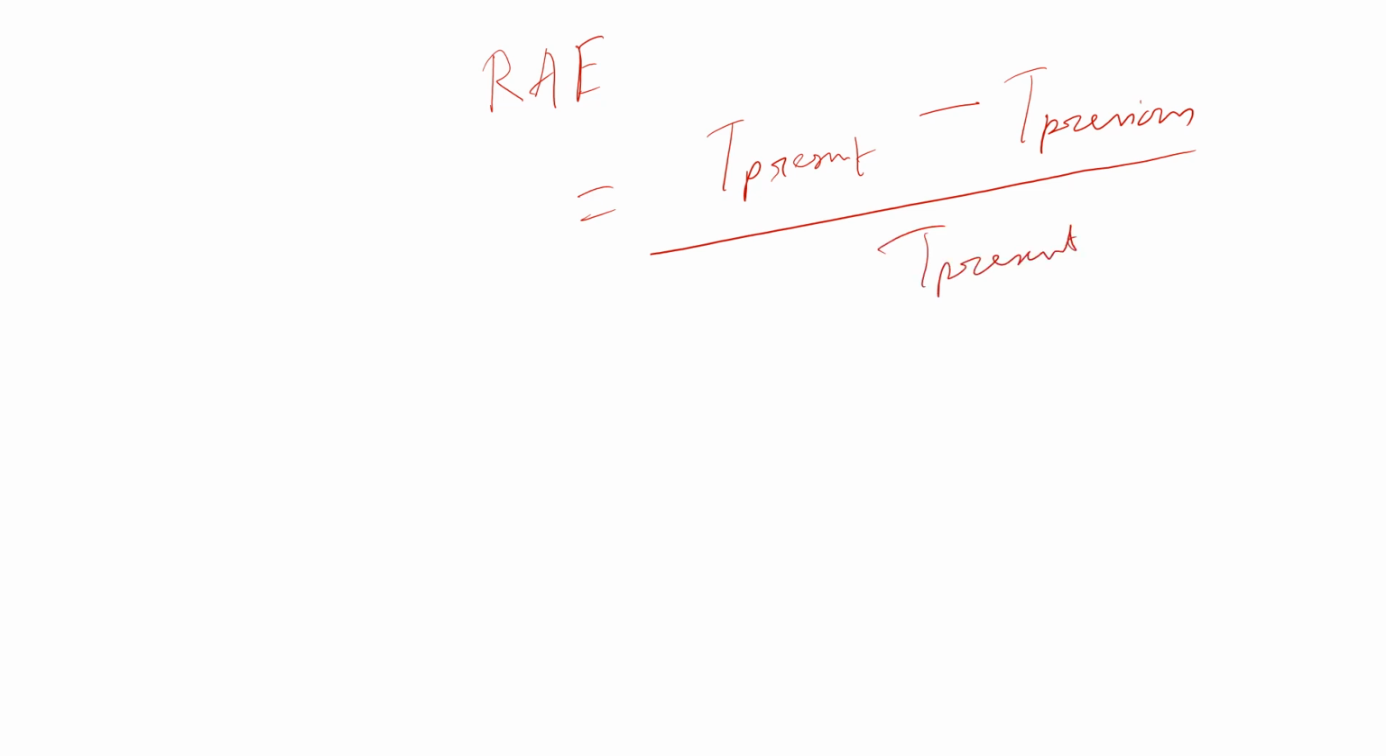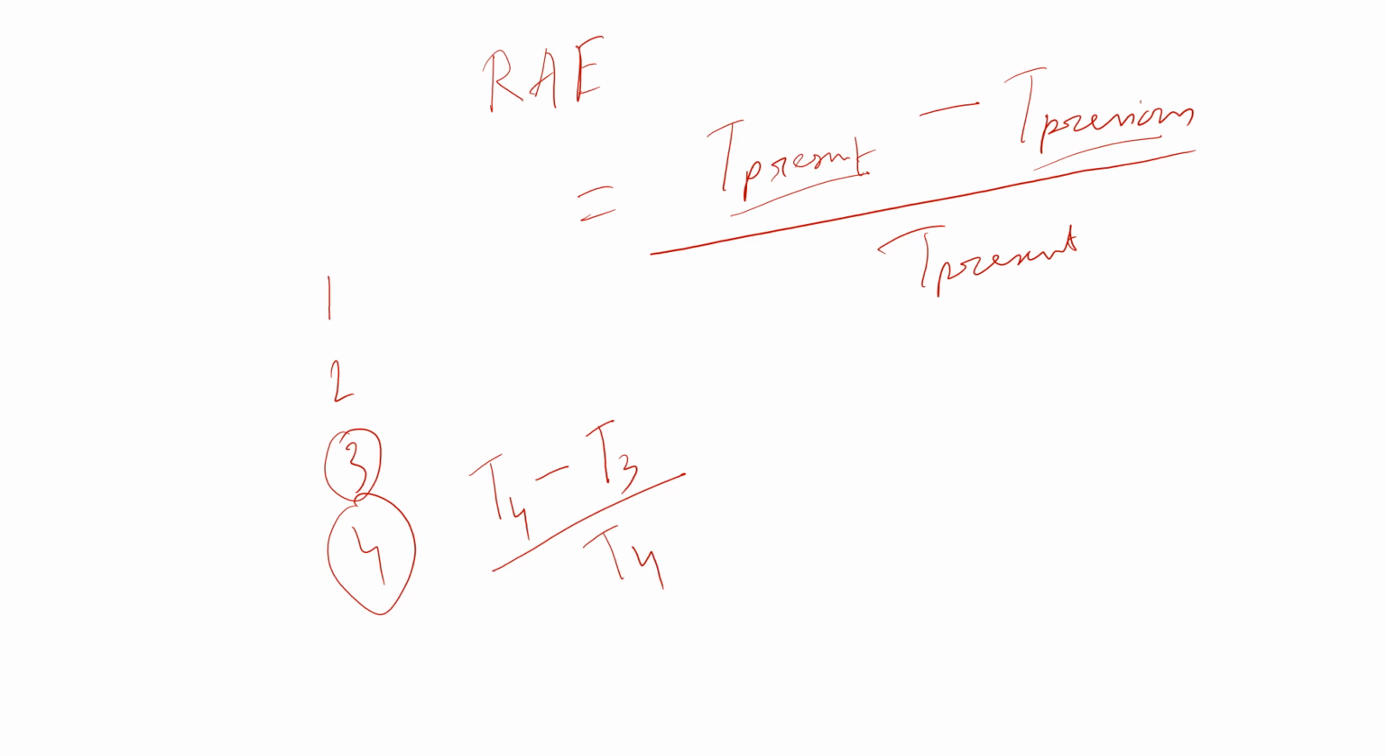This T present means the present iteration. After calculating the temperature of the present iteration, what is the T present? What was the T at previous? Divided by T present. That means if you are in the 4th iteration, then T present will be the temperature you have found out after iterating for the 4th time, minus the temperature at the previous iteration, this one. Then you divide it by T4 again.